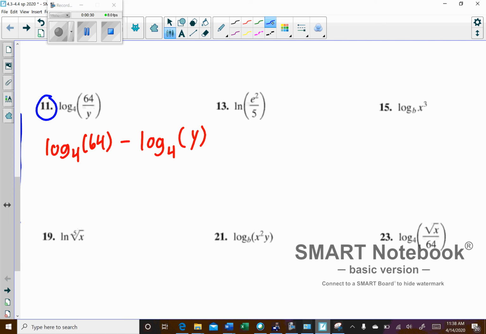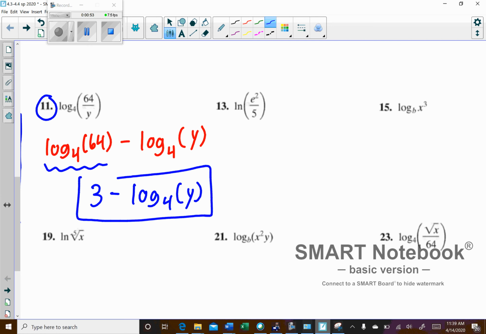Now that it's broken up, looking at the first part, this is basically asking you, 4 to what power would give you 64? That would be a 3. Now, 4 to what power would give you y? Well, we don't know what y is, so we just have to go ahead and leave it like that. And there we go. That's that one for you.